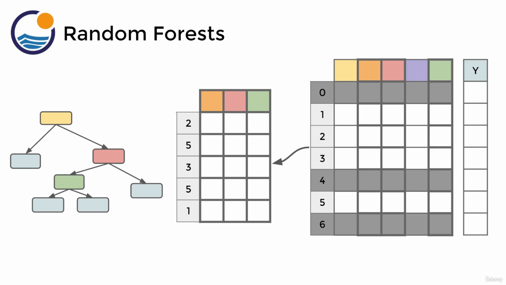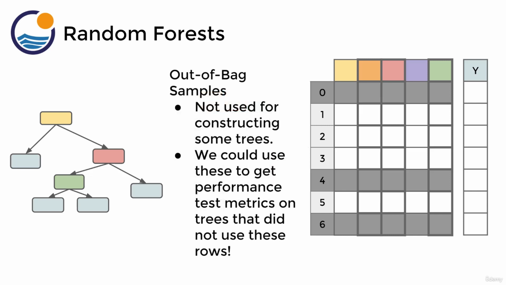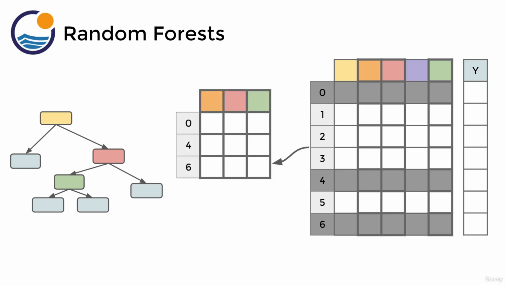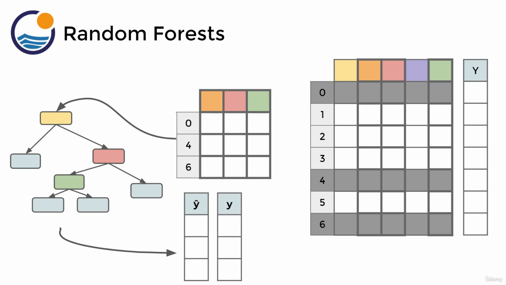So what we could do is grab the rows that were not used during the creation of this decision tree, 0, 4, and 6, and use those in order to calculate some sort of test metric. So again, these are known as the out-of-bag samples. They were not used for constructing some trees, and we could use these to get performance test metrics on trees that did not happen to use these data rows. So what we're going to do is grab this set of rows, that is the out-of-bag rows, run those through the tree and then get our predicted Y hat value, compare it to the correct Y known label, and get some sort of out-of-bag error.